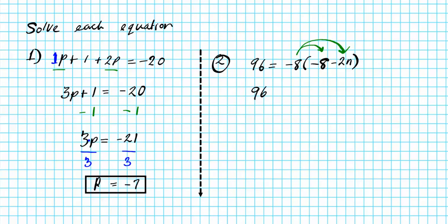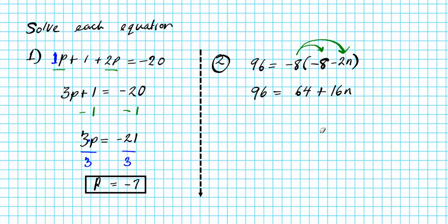So we have 96 equals 8 times 8 is positive 64. 8 times 2 is 16, so we have 16n. Remember, whenever you multiply the same sign, you have a positive. We multiply different signs, you have a negative. So minus times minus is plus. 8 times 2 is 16n.